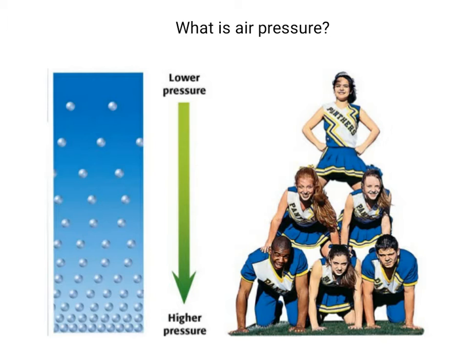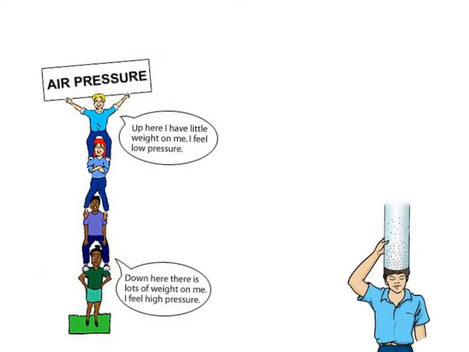Air pressure works the same way. The only difference is we have air molecules pushing down. So down here, more air pressure. Here, less air pressure. And here, the least. So this shows it really pretty well. Up here, they feel a little weight or a little pressure because there's really not much above them. Whereas down here, they have lots of weight pushing down, so she feels a high amount of pressure.